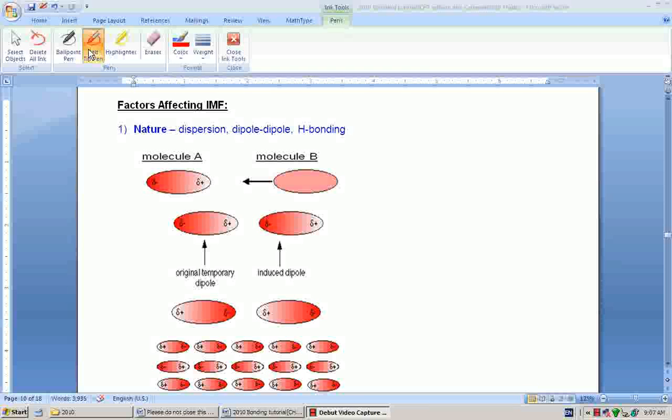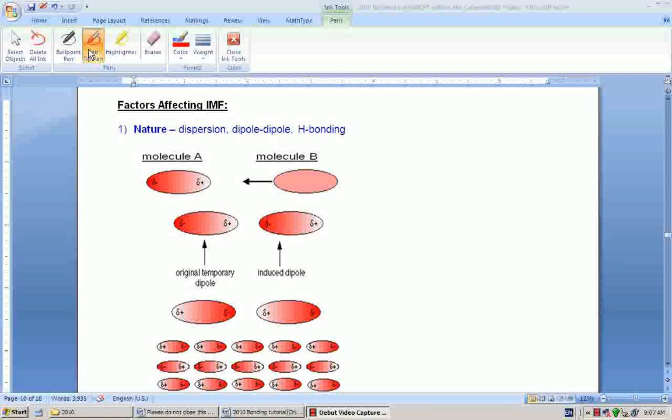This is a summary of the factors affecting intermolecular forces of attraction for simple molecules. Basically, there are three factors, and we will go in the order of 1, 2, and 3. If 1 cannot explain the physical properties, then you move on to 2. If 2 cannot explain the physical properties, then you move to 3. Number 1 is the nature of the intermolecular forces of attraction.